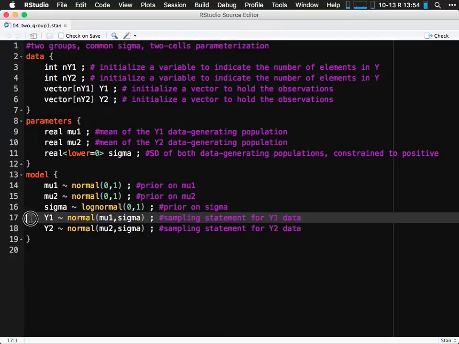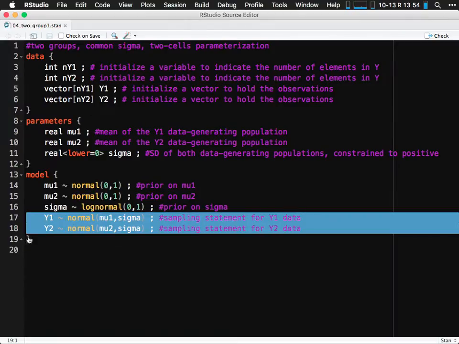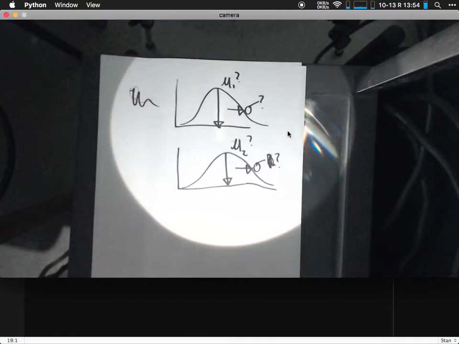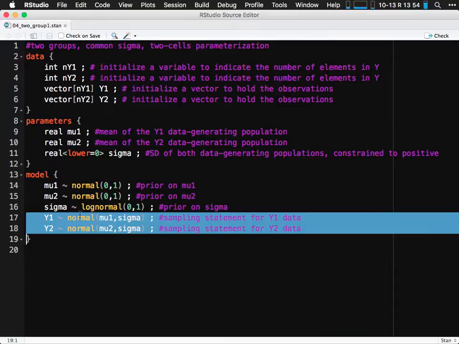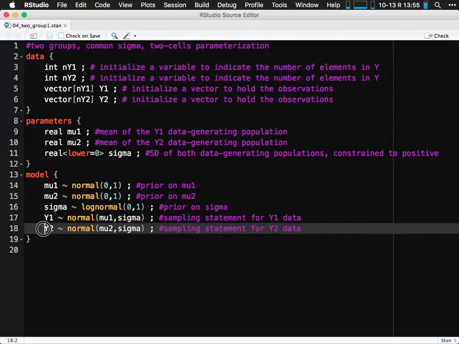So again, what I've drawn here is our generative model. Two normal distributions. They both have the same sigma, a different mu, a different sort of center parameter. That's expressed in the Stan code by the last two lines here. We've got data for one group, normally distributed with some center mu1 and some other thing called sigma. Data from the other group, normally distributed, centered on something called mu2, but using that same sigma.